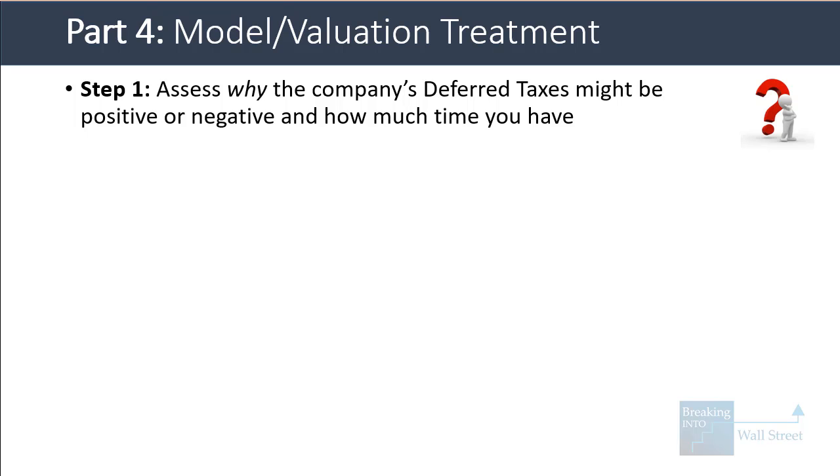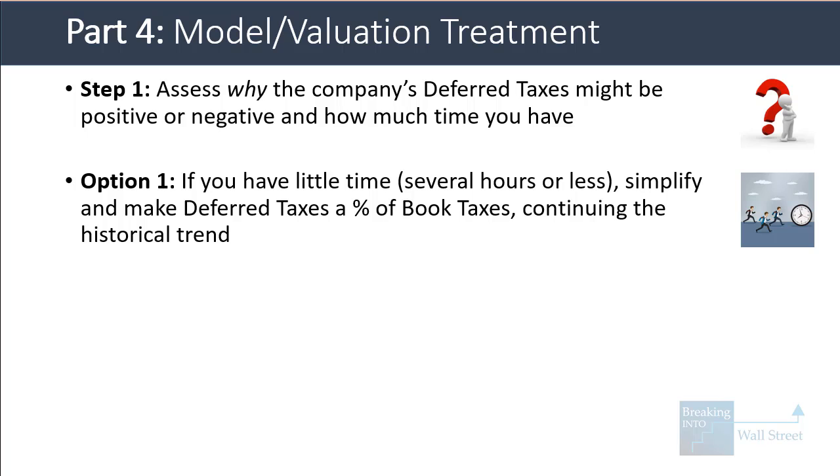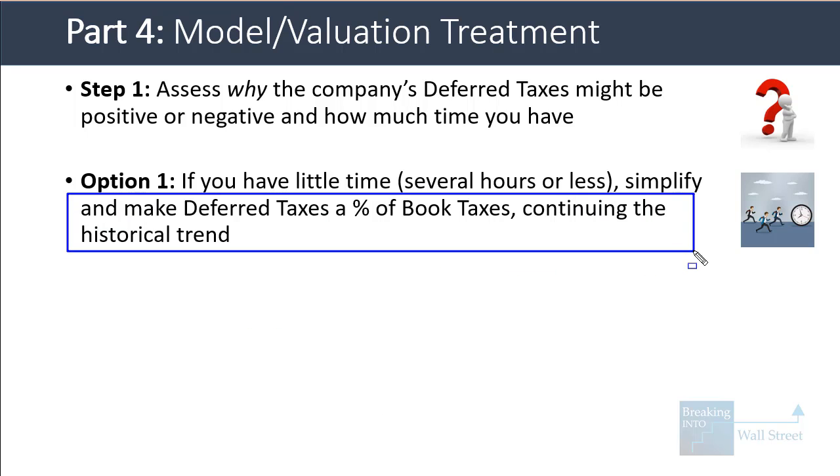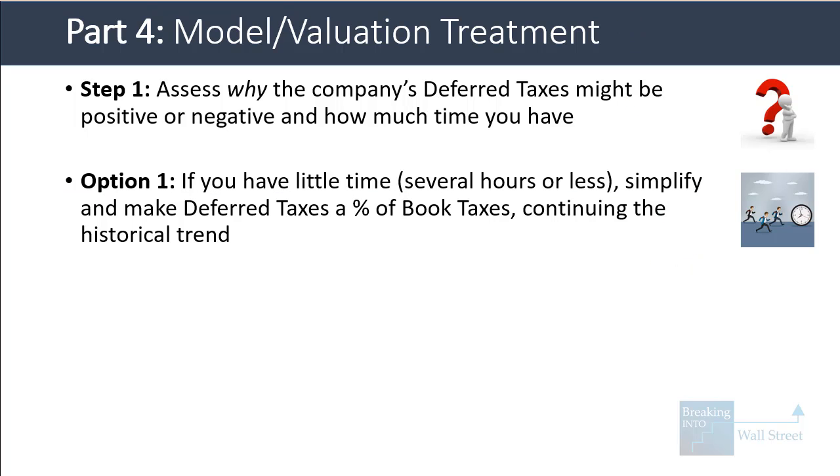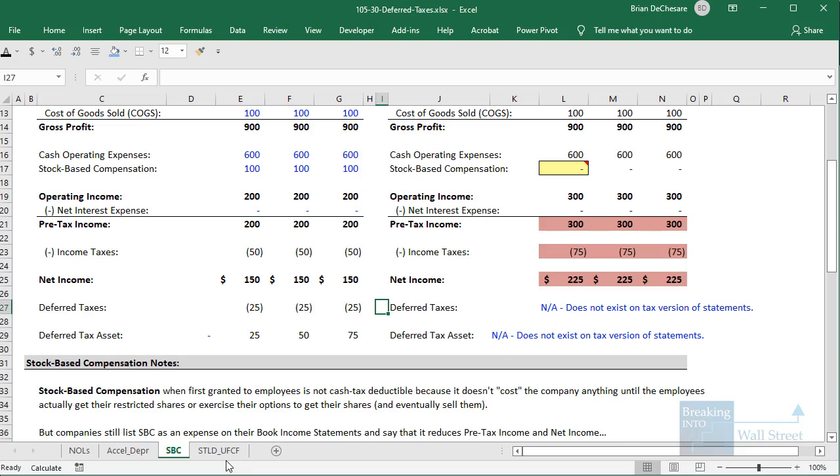Is this something that needs to be done in 30 minutes or 2 hours, or do you have 2 days or a week or several weeks to do it? If you have very little time, such as 3 hours, 30 minutes, 1 hour, something in that range, I would just simplify all this and I would make deferred taxes a percent of the company's book taxes and continue whatever historical trend you find.